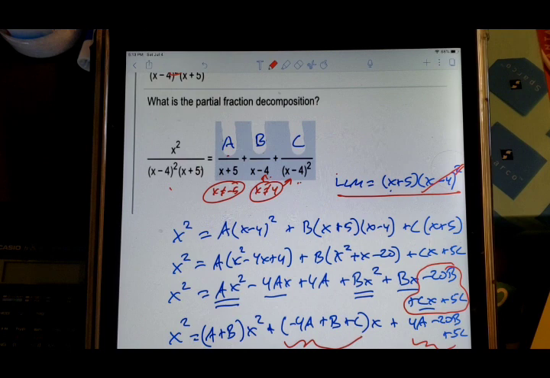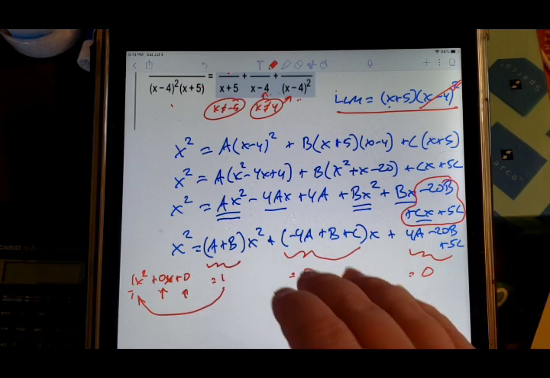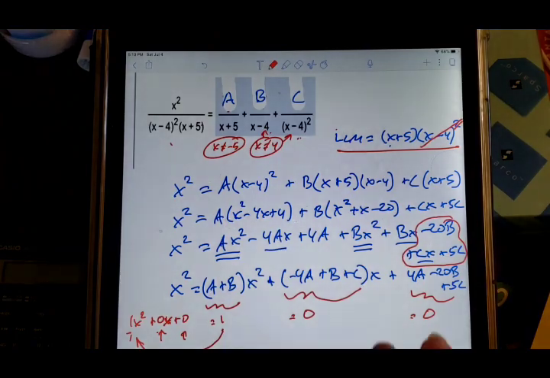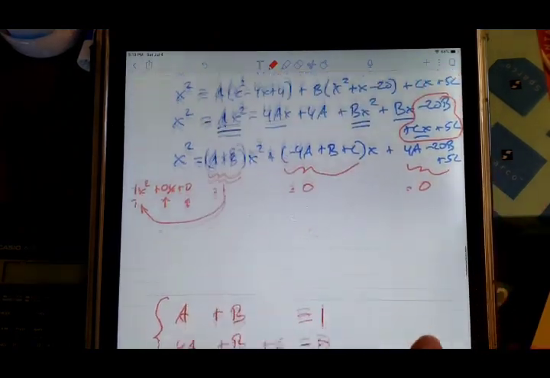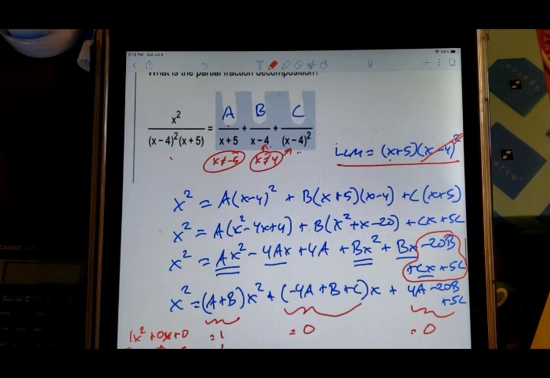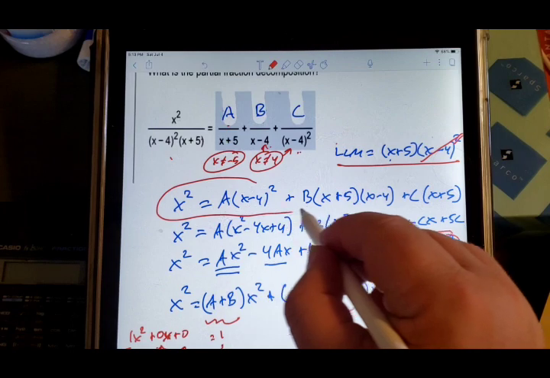But I don't want you to overemphasize this method because sometimes it will, but you can't guarantee it's going to reveal all of the letters you're looking for. All right, so back to this. Why do I call it the forbidden values method? And why am I looking here?